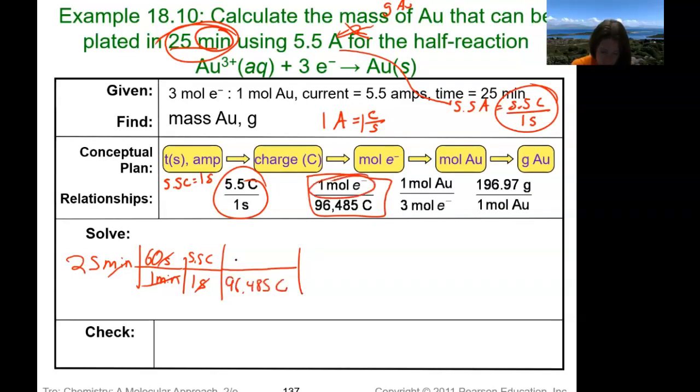96,485 C's, 1 mole on the top. And then remember, the number of electrons, that's the number of electrons, right? If you have a balanced chemical equation, you have to figure out the number of electrons. It's the number you multiply to get rid of. That's the number of electrons.